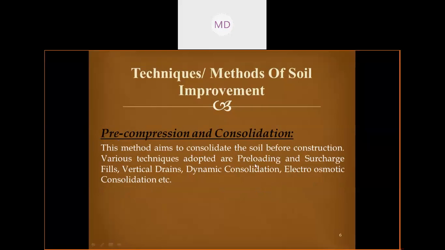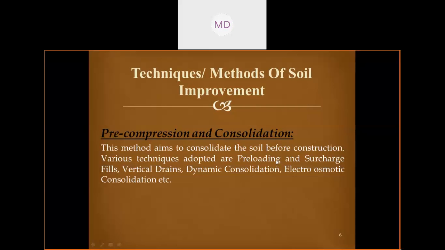So what is preloading? It is the application of load. Some external loads are applied before construction. Then the ground is allowed to compact as required, and when the required consolidation or compression is achieved, the external load is removed, and then the construction work can be carried out.